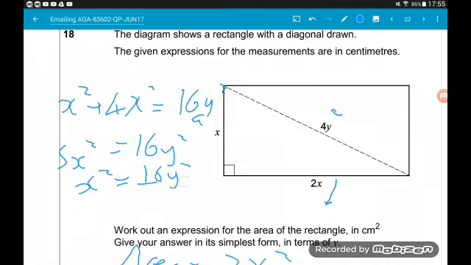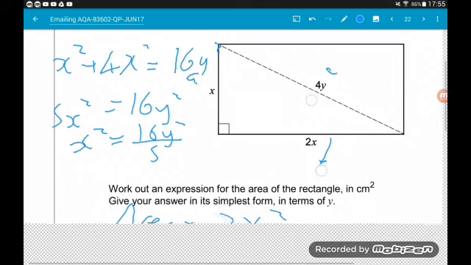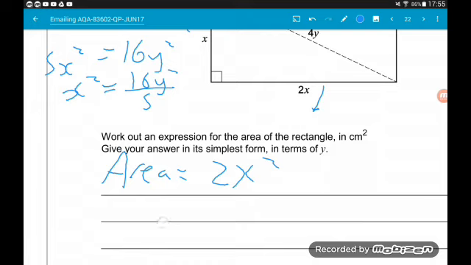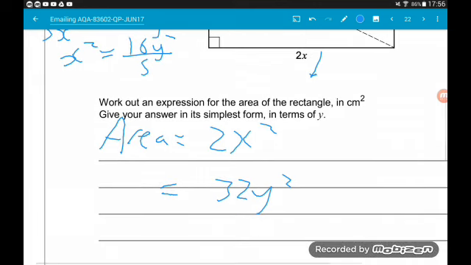16y squared over 5. So we don't need to find out what x is because we've got our area, which is 2x squared. We know what x squared is. It's 16y squared over 5. So we just substitute that in now. Our area is 2 times 16y squared over 5, so 32y squared over 5. Much nicer than the last question.